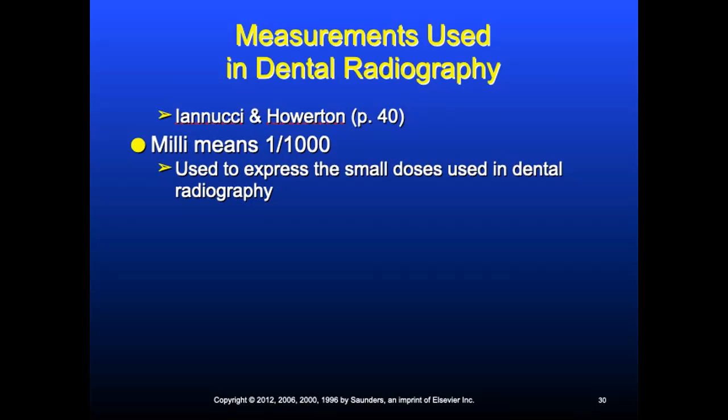The first is film speed. If you do have to work in an office that is still using film, make sure that they're using only F-type film, as this is the only speed that's acceptable for shorter exposure times. The type of collimator that you use in your office is also important. A rectangular collimator is less risky than a circular collimator, because a rectangular collimator is only about the size of a number 2 sensor. So you're reducing the total exposure area to your patient.